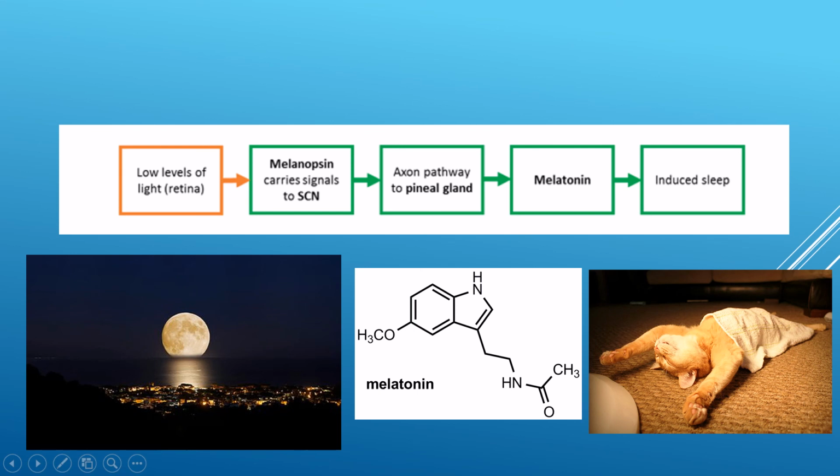And then it works in reverse as well. As the retina picks up higher levels of light, signals are sent to the SCN, which then sends information to the pineal gland.